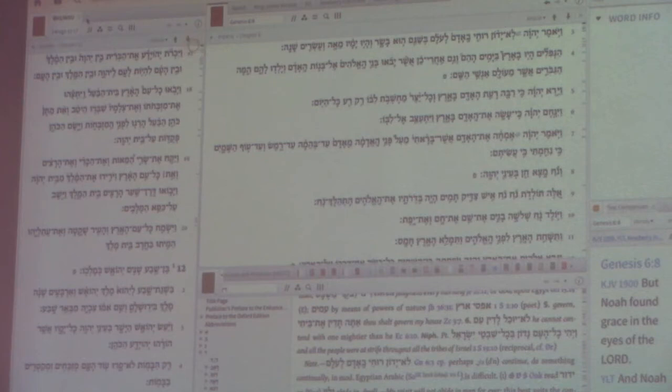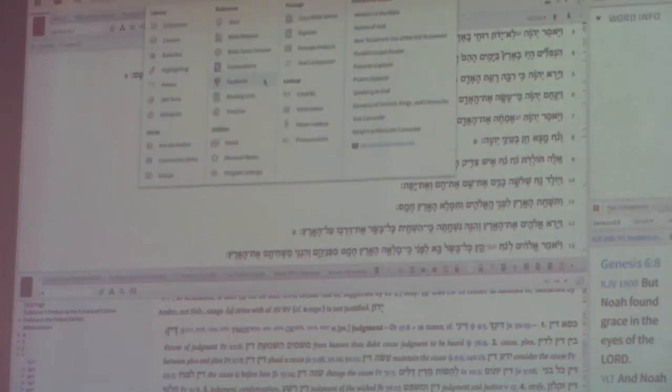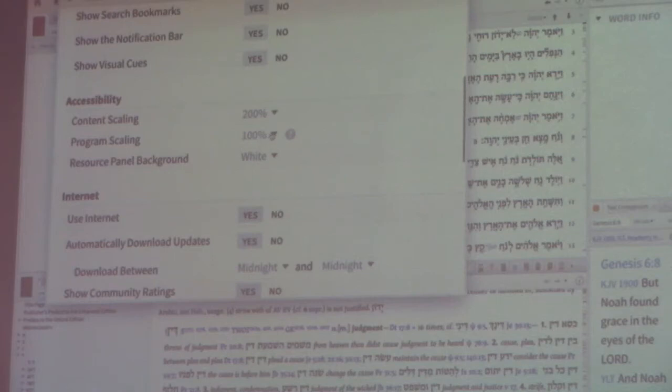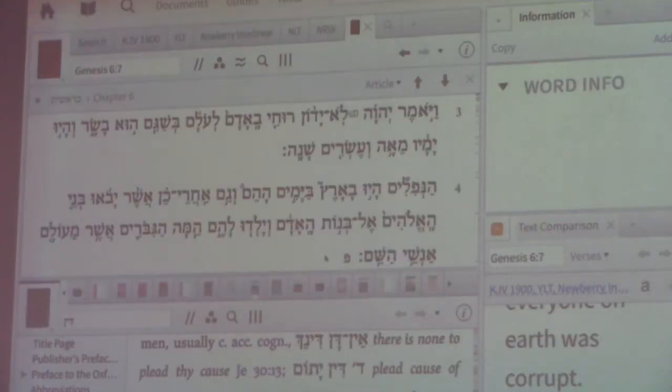Get rid of all these little notes. Wonder if it'll scale it now. We can try, huh? Ain't gonna kill us to try. Might make us sad. Program scaling, is it there? Content scaling? Could just be program scaling. Could try that. That did something. Okay.